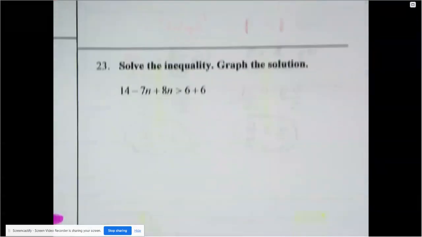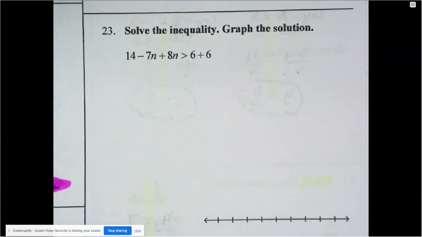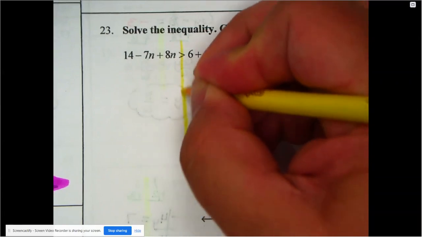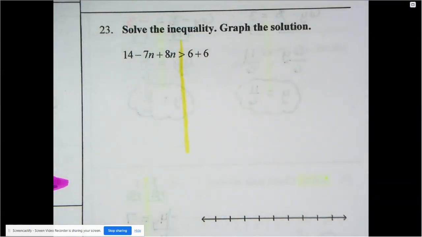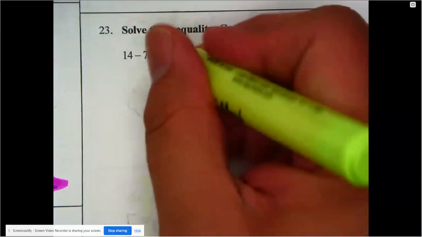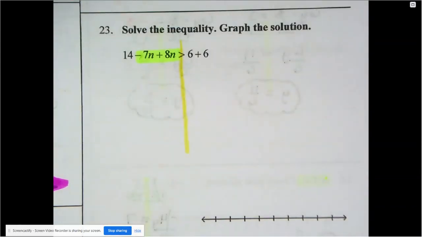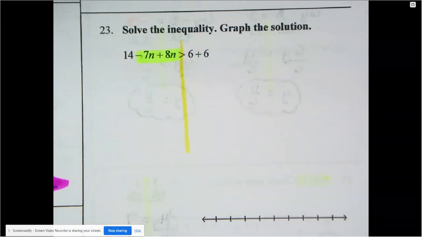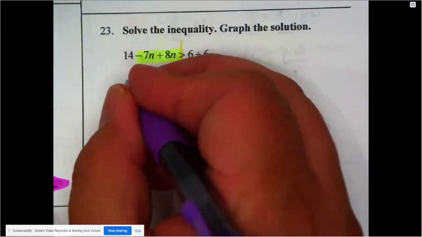Now, number 23, solve the inequality, graph the solution. All right, same thing we did earlier. Actually, I think we already did one of these the other day, but it's good practice once again. Now, the first thing I notice is I have 2 ends, but they are already on the same side. I shouldn't be writing anything underneath. I need to combine these right away.